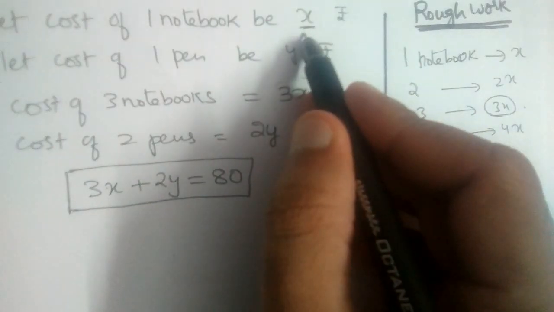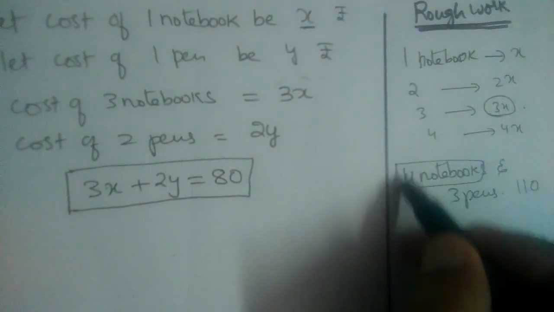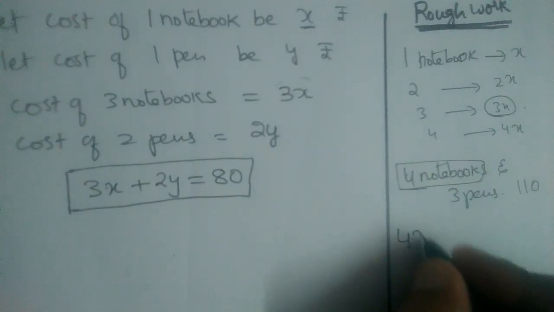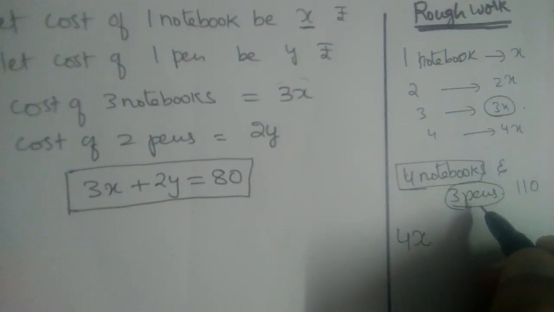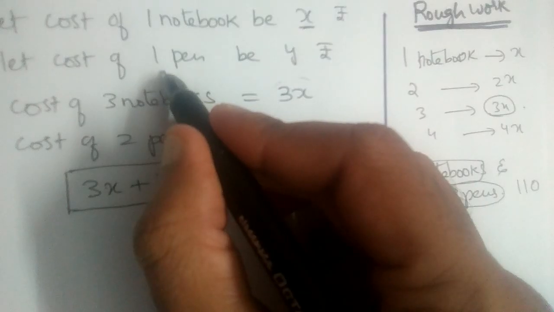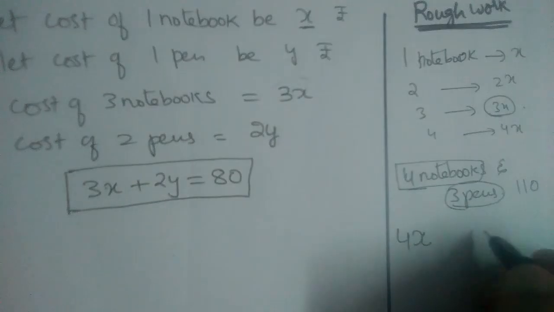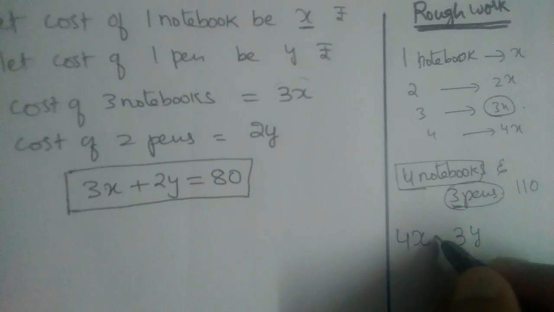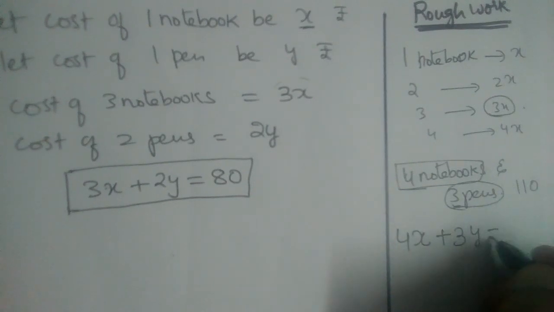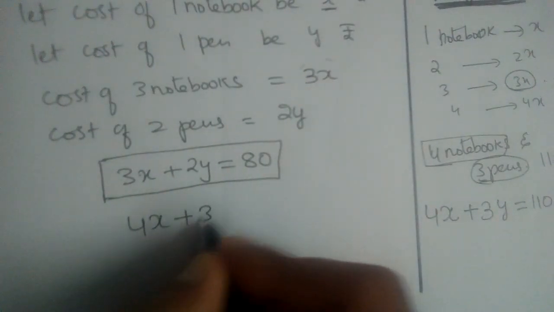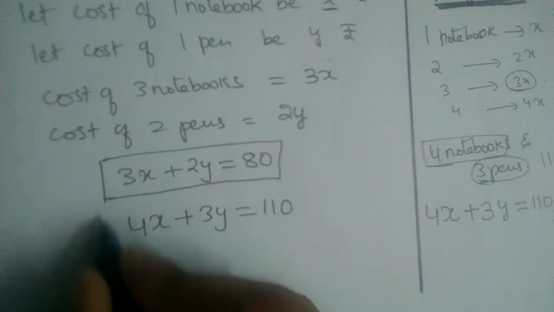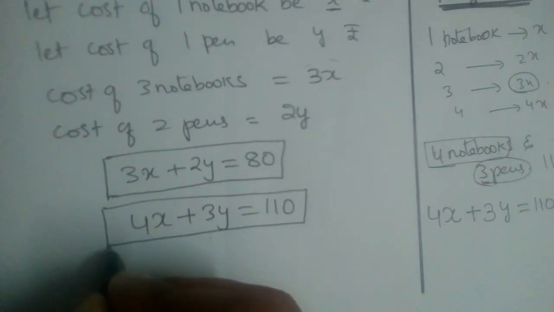Cost of 1 notebook is x rupees. So cost of 4 notebooks will be equal to 4x, right? And cost of 3 pens we need to find. See, cost of 1 pen is y rupees, right? So cost of 3 pens will be equal to 3y. This together means plus is equal to how much? 110 rupees. Okay. So we have second equation also. 4x plus 3y is equal to 110 rupees.